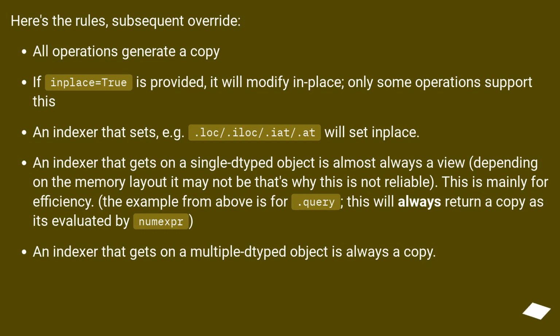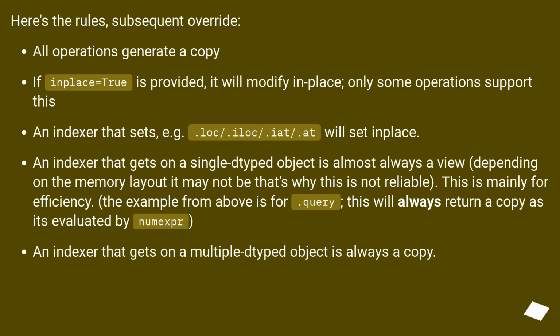Here's the rules. Subsequent override. All operations generate a copy. If inplace=True is provided, it will modify in place. Only some operations support this. An indexer that sets, for example .loc/.iloc/.iat/.at, will set in place.